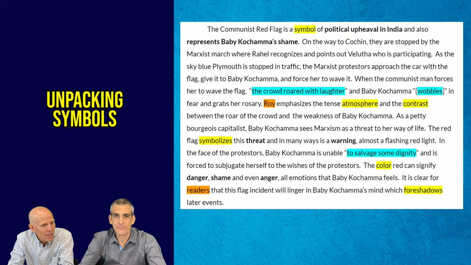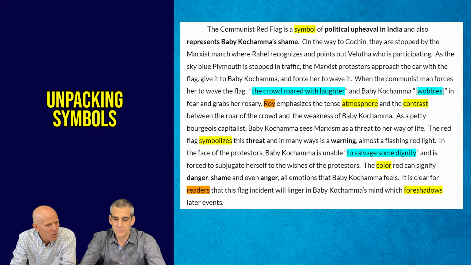"The communist red flag is a symbol of political upheaval in India and also represents Baby Kochamma's shame. On the way to Cochin, they are stopped by the Marxist march, where Rahel recognizes and points out Velutha, who's participating."